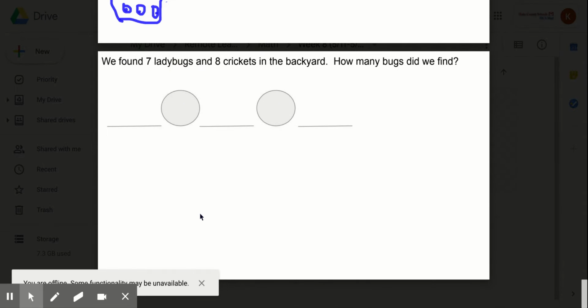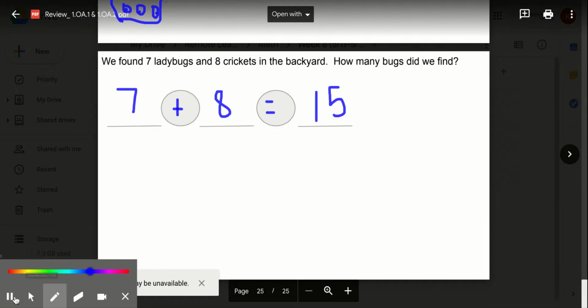All right, now this is a you do. So I'm going to read the problem, and then you are going to fill in the equation and solve on your own. We found 7 ladybugs and 8 crickets in the backyard. How many bugs did we find? If your equation looks like mine, you are correct.